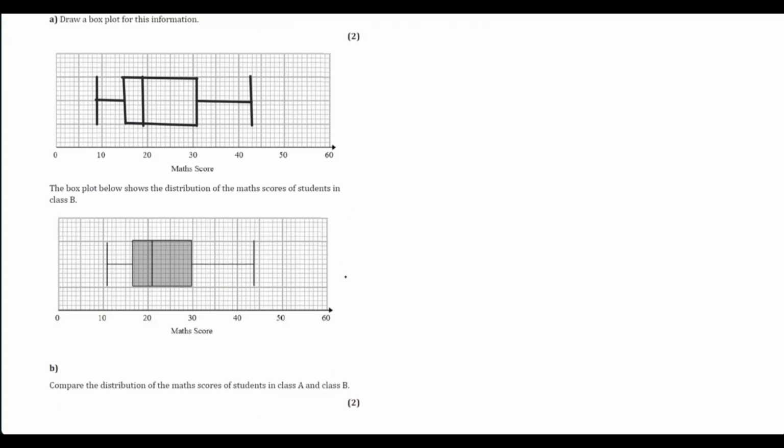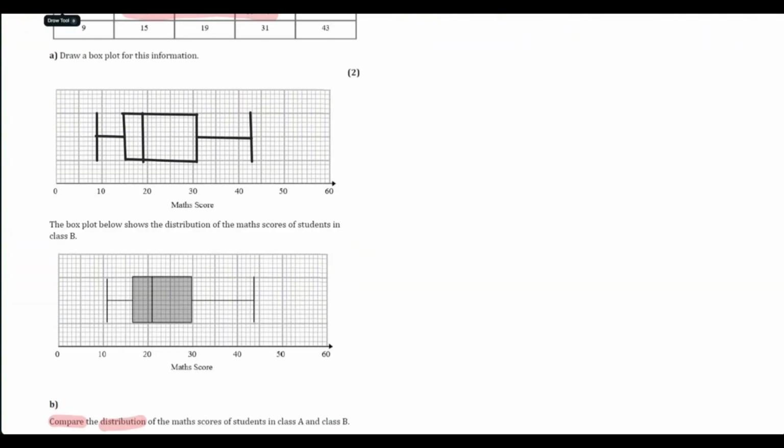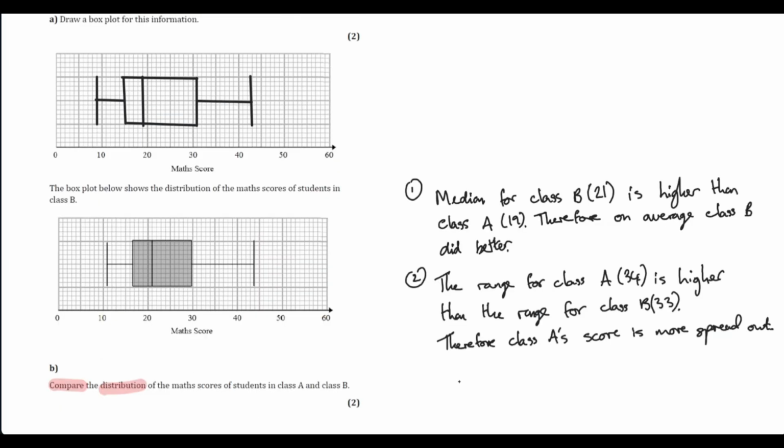The box plot below shows the distribution of the math scores of students in Class B. Compare the distribution of the math scores of students in Class A and Class B. What I'm going to do here is jump ahead and give you the answer, but then I'm going to go through why I've done what I've done. I've written out the reasons that would be valid to get 2 marks.